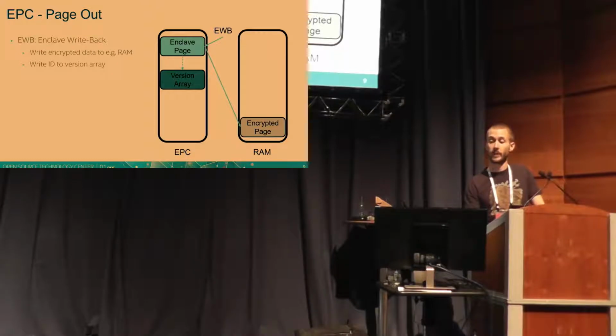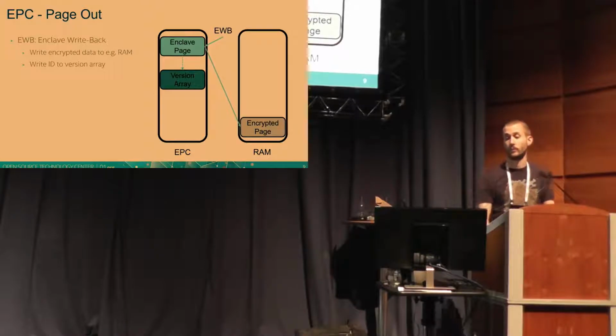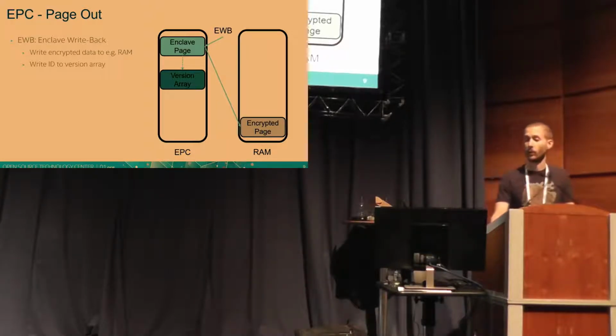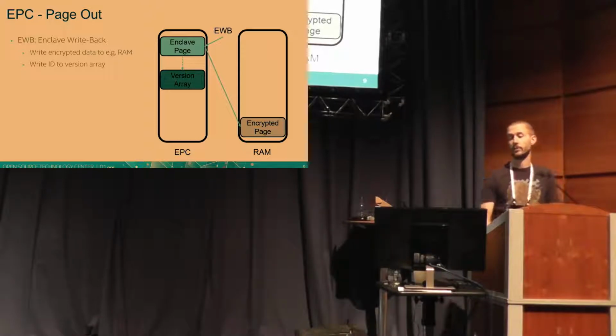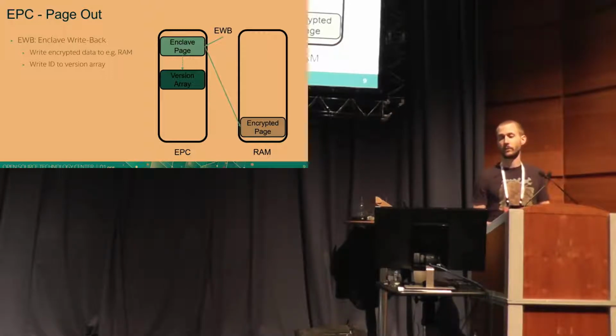The other aspect of page out is that the CPU writes an ID to what's called a version array. And this version array is another type of EPC page. That gives the hardware a way of tracking what pages were actually evicted from this processor, so that you can't craft an attack to have a page lying in RAM and try to make it look like a page that belongs in the EPC, or capture a page that was evicted on some prior reset or from a previous enclave and try to feed that back in.